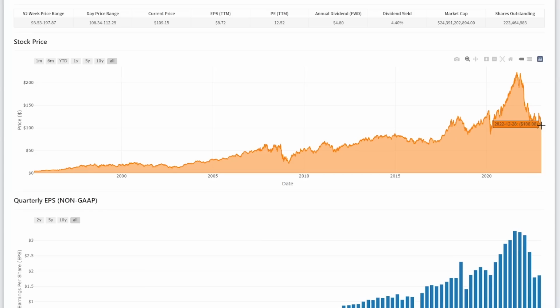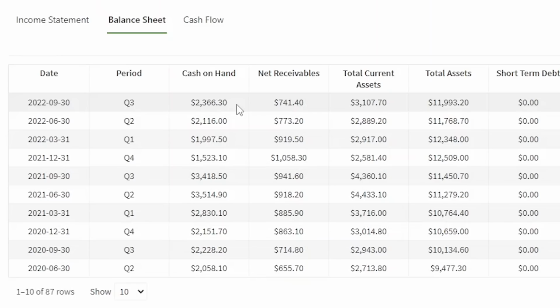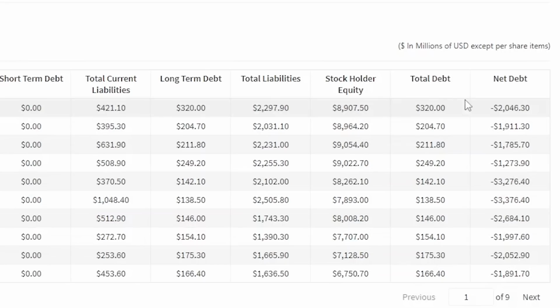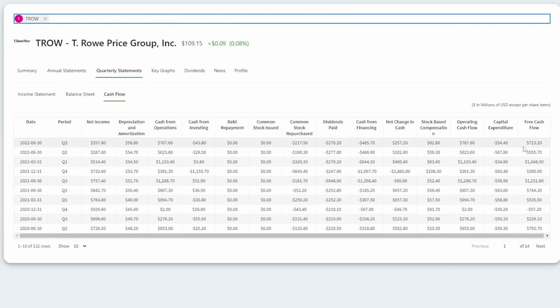The valuation is quite attractive right now. Based on earnings over the trailing 12 months, the stock is trading at a 12.5 PE ratio. Additionally, the current dividend yield is 4.4%. As of their Q3 report, they have $2.3 billion in cash on hand and negative $2 billion net debt. In 2021, annual free cash flow was at $3.2 billion, and based on the first three quarters of 2022, it seems like they will be around $2.5 billion, so slightly down as expected.